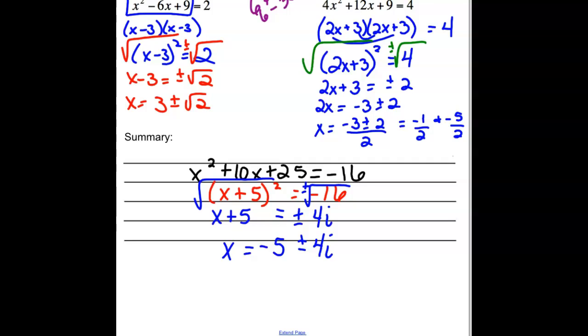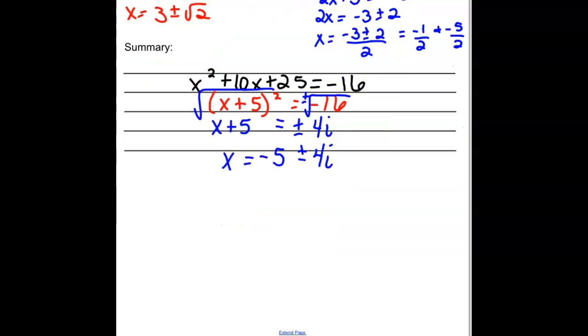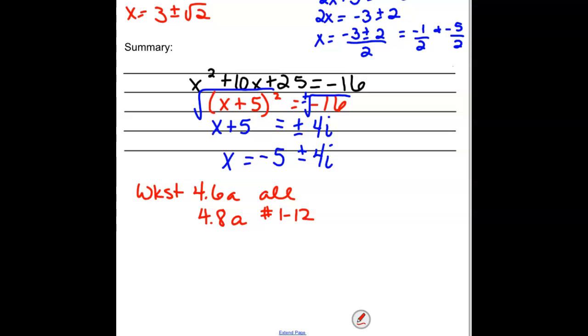All right, so for homework today, you guys are going to be working on 2 worksheets. You should have one labeled 4.6a. You're going to do that whole thing. And then find worksheet 4.8a, and I'm going to have you do 1 through 12 on that one. Should just be the front side of that worksheet. The 4.6 is a goldenrod color, and the 4.8 is a blue worksheet.